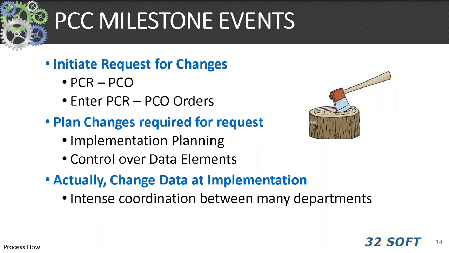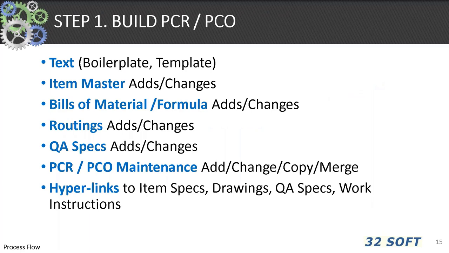The basic flow of product change starts with someone having an idea or a reason to change one of your products or documents or processes. That individual needs to create a PCR or PCO. They'll have to be trained how to do that. Then there's the planning of the update of production data. Once approval and incorporation are completed, the PCO can then be implemented into the live production.